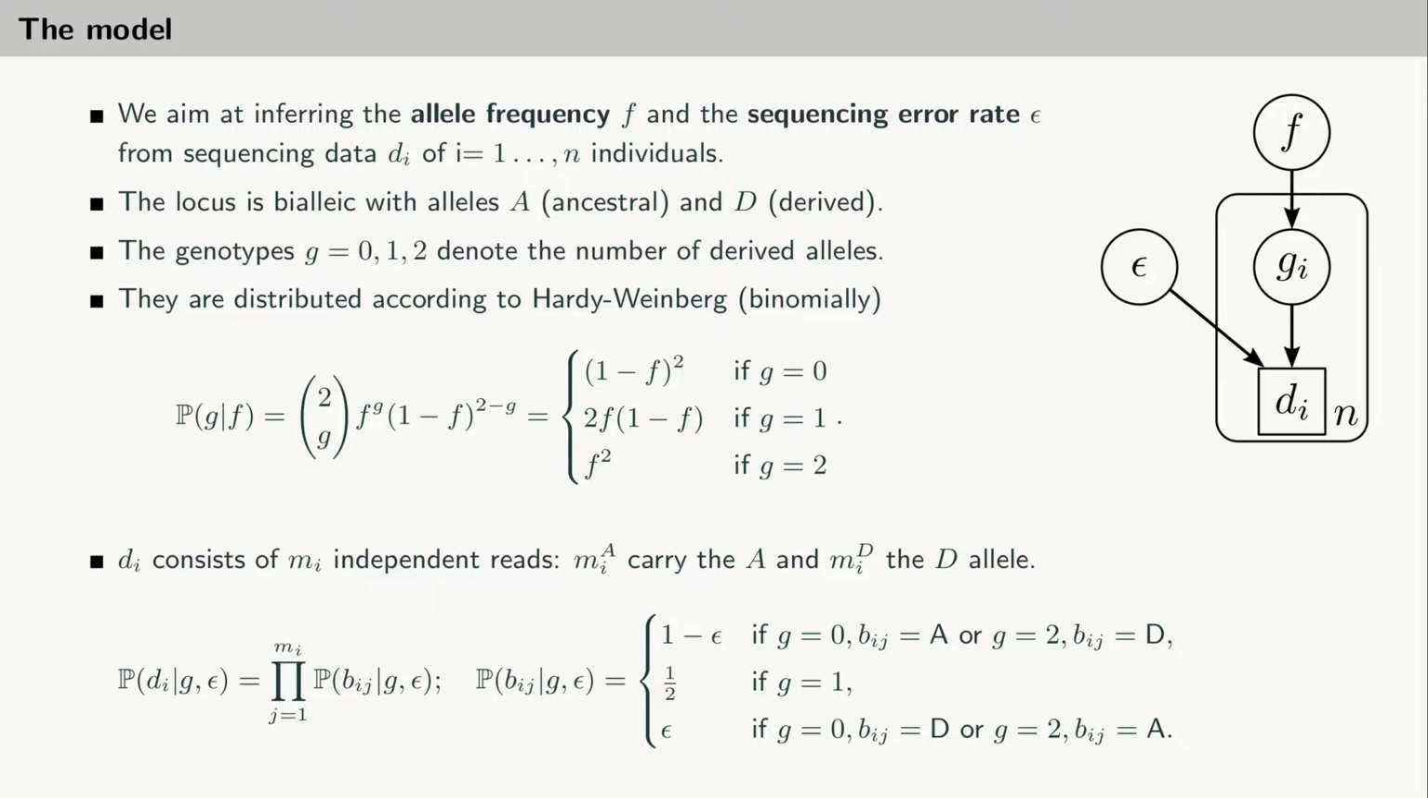The same applies for the case in which the genotype is 2, that is homozygous derived, and a derived allele was actually read. The opposite case would be a genotype 0, that is homozygous ancestral, but the observed allele would actually correspond to a derived allele. That happens with probability epsilon, that is, a sequencing error occurred. The same applies to the case of genotype 2, homozygous derived, and an ancestral allele that was observed. At heterozygous genotype, the probability of observing either allele is simply 1/2.